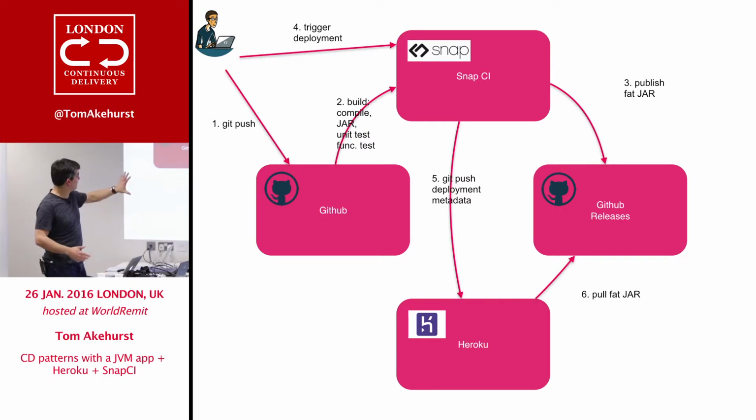So after we did all this is what our process looked like. Hopefully it doesn't need too much explanation. So the jar file is coming out of SnapCI and being pushed into GitHub releases, and then being pulled out by Heroku at the point that you need it after you've triggered a deployment.